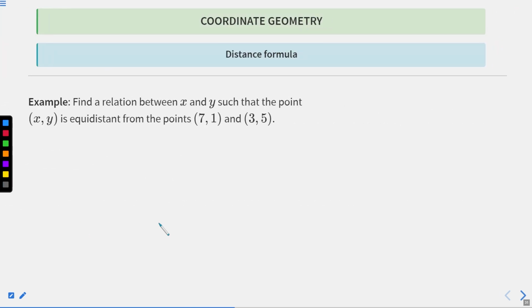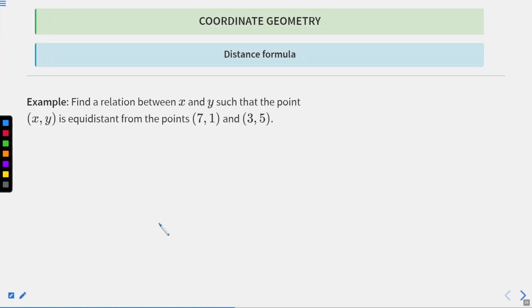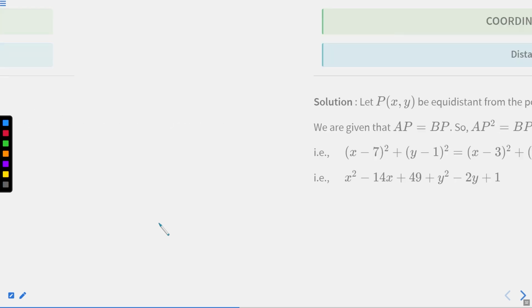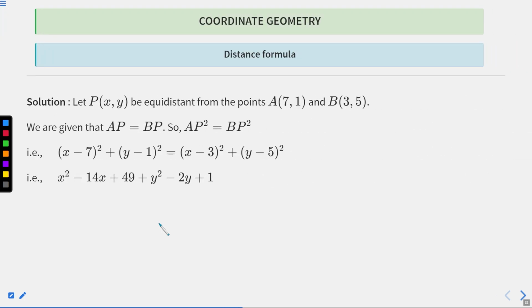In this example, we have to find a relation between x and y such that the point (x, y) is equidistant from the points (7, 1) and (3, 5). Let us solve this example. First we let P(x, y) be equidistant from the points A(7, 1) and B(3, 5). We are given AP equal to BP.